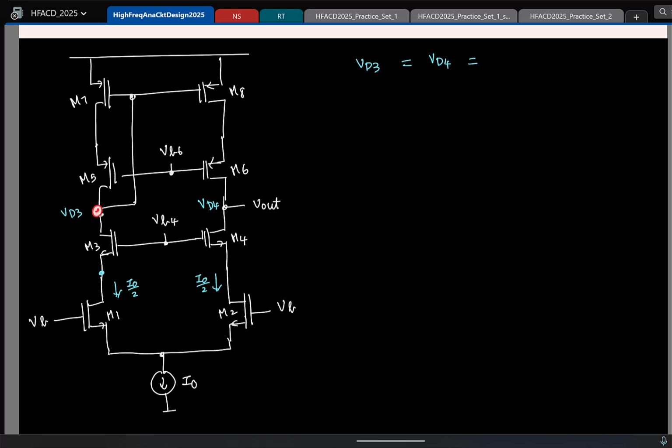Okay. So these two voltages will be equal, VD3, VD4, and what will that be in turn equal to? What is determining this voltage? Remember that this drain is connected to the gate of this PMOS transistor, and the currents in both branches are equal to I0 by 2. So all transistors must have a particular VGS to sustain that current. So this is VDD minus source to gate of M7 or M8. I'll just use M8. VSG of M8 at a current of I0 by 2. Right?